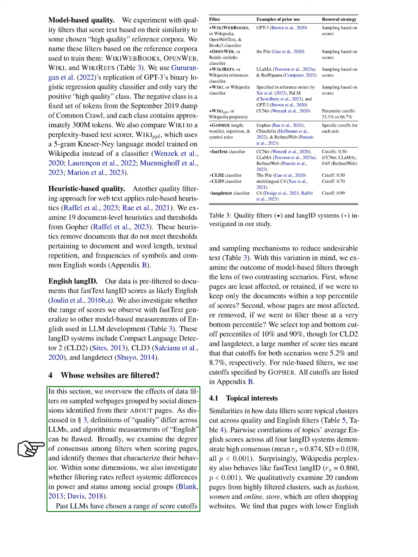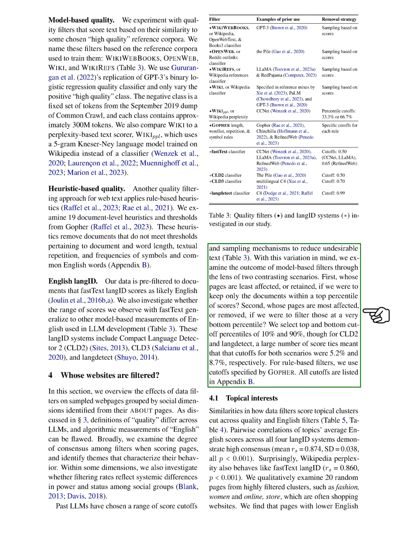We examine the outcome of model-based filters through two contrasting scenarios. First, we look at which pages are least affected if we were to keep only the documents within a top percentile of scores. Second, we look at which pages are most affected if we were to filter those at a very bottom percentile. We select top and bottom cutoff percentiles of 10% and 90%, though for some filters, a large number of score ties meant that cutoffs were 5.2% and 8.7%, respectively. For rule-based filters, we use cutoffs specified by a previous system called Gopher.